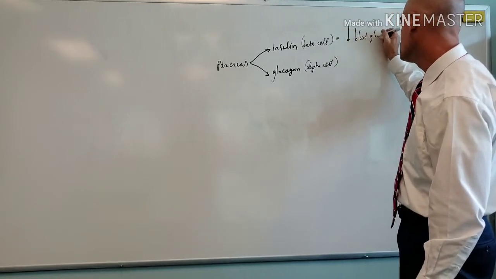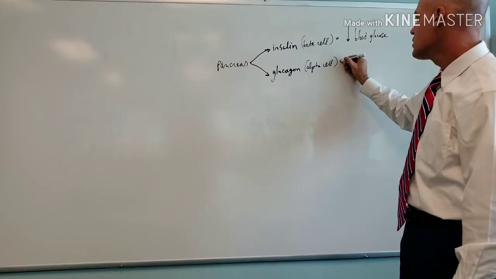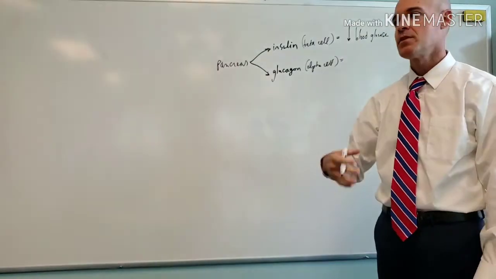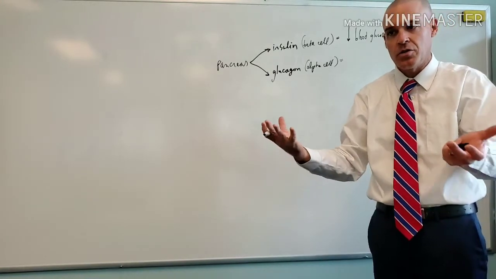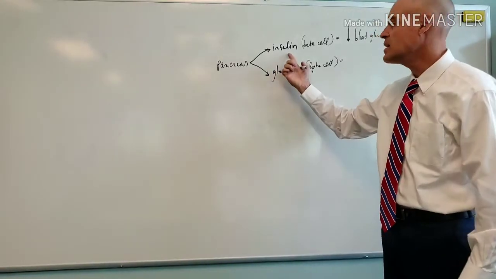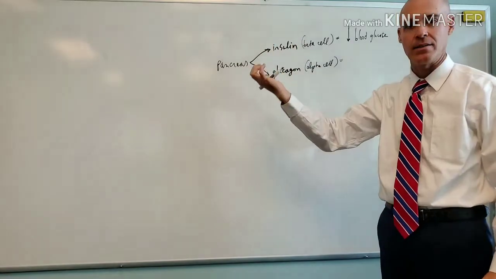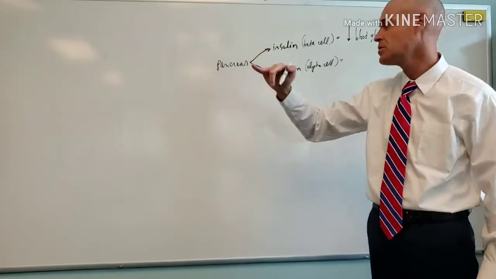So we'll put blood glucose. Okay, so basically you eat a meal, right? During the meal and immediately after the meal, your blood sugar is going to rise, and it's going to be insulin that's secreted to lower it back down, to try to keep it at normal levels.